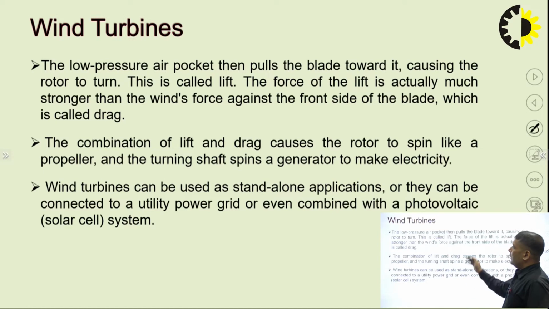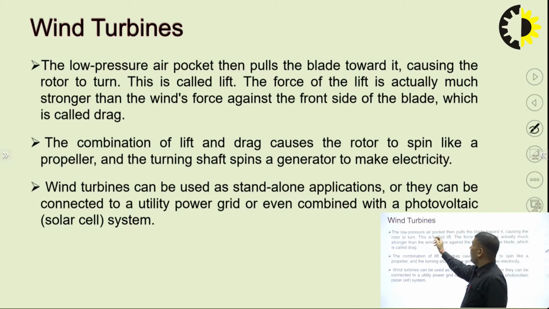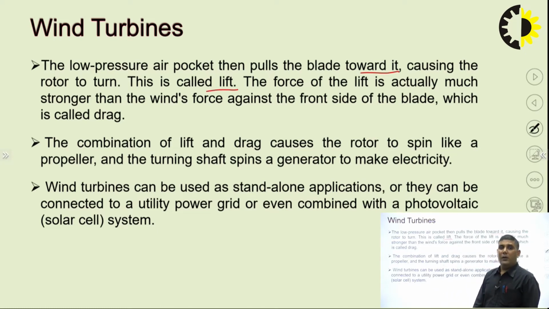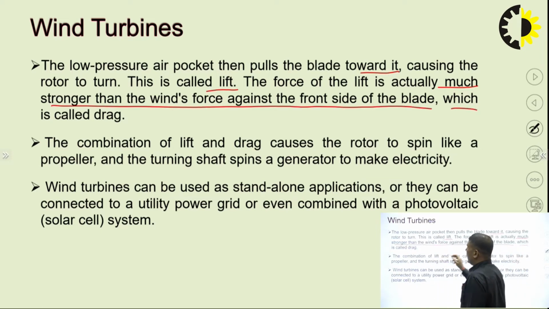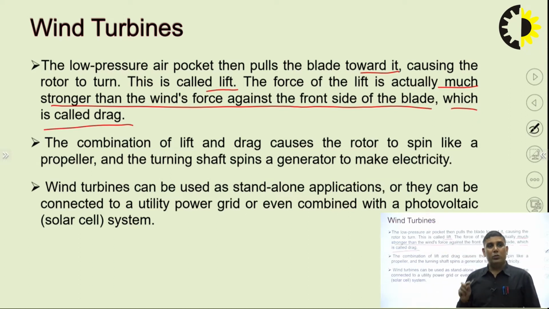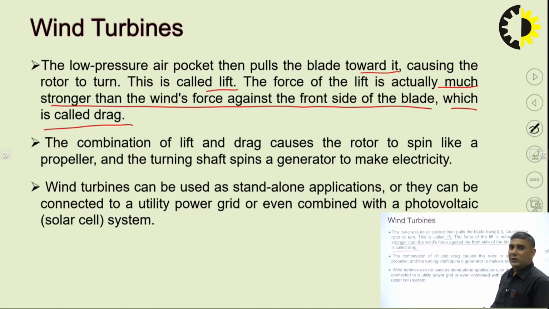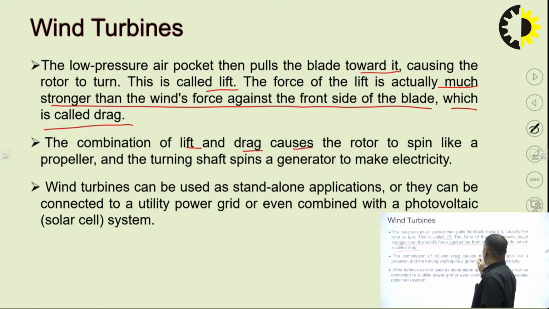The low pressure air pocket then pulls the blade toward it, causing the rotor to rotate, and this process is called lift. The lift force is actually much stronger than the wind force against the front side of the blade, which is called drag. So the lift and drag mechanism is used to rotate the blades of the wind turbine, and the combination of lift and drag causes the rotor to spin like a propeller.